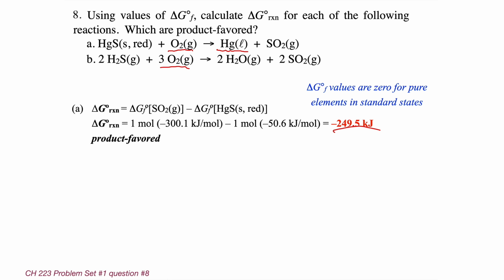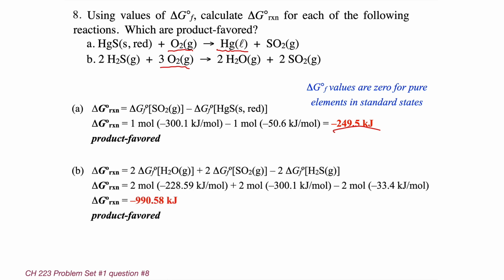Now the second one, same kind of thing. Again, you can ignore the O2 because that's the natural state. So 2 times the delta G of water plus 2 times the delta G of SO2 minus 2 times the delta G of H2S. And again, you just look these pieces up in that table, nothing you have to memorize. Delta G here is negative 990.58 kilojoules. Again, product favored. Delta G is negative, so it's spontaneous.